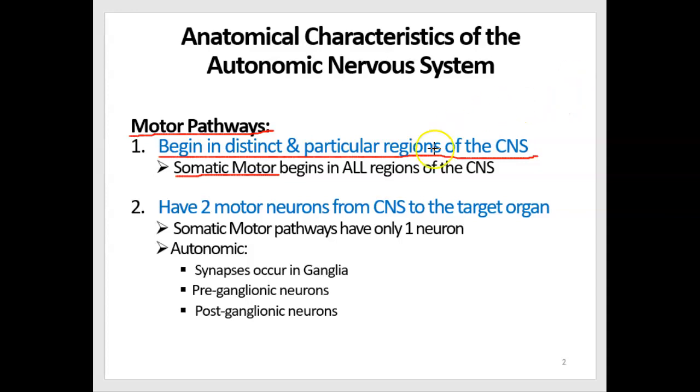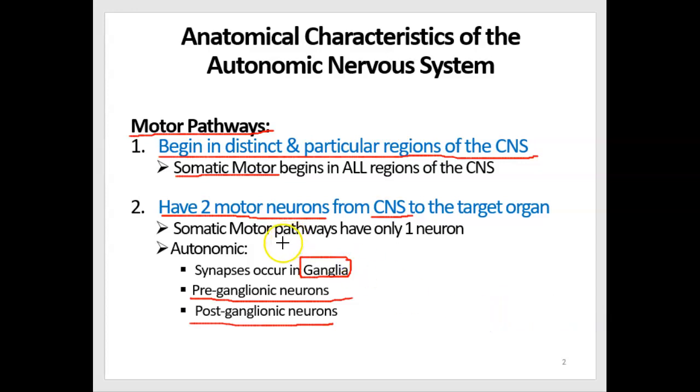So that's one thing. The other thing that's different between somatic and autonomic is that the pathways for autonomic contain two motor neurons. The first one starts in the central nervous system. And so that neuron leaves the central nervous system and it synapses on the second neuron. So there's what we call a preganglionic neuron and a postganglionic neuron that will synapse in a structure that we call the ganglia. And we'll look at an anatomical view of that in a second.